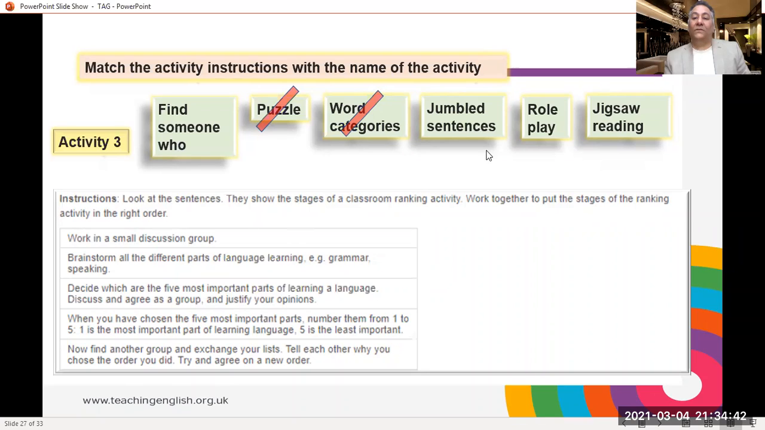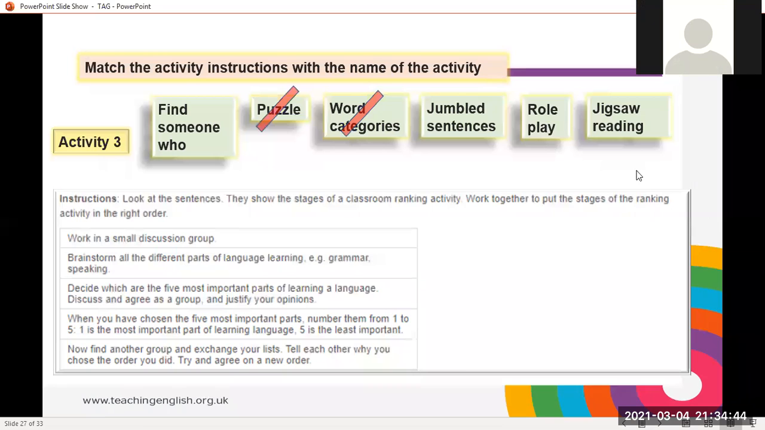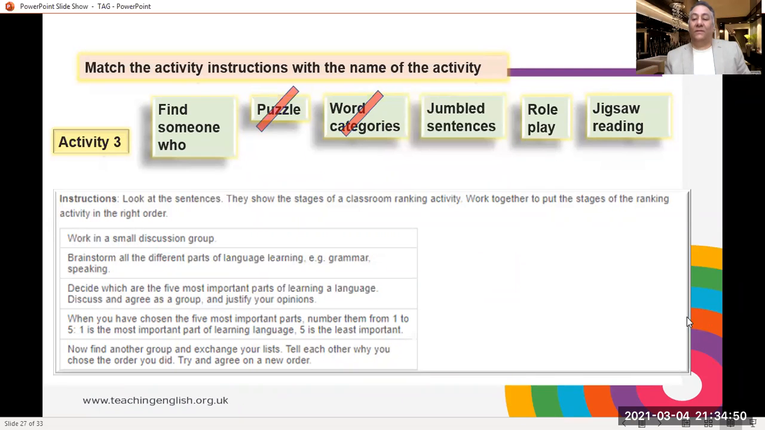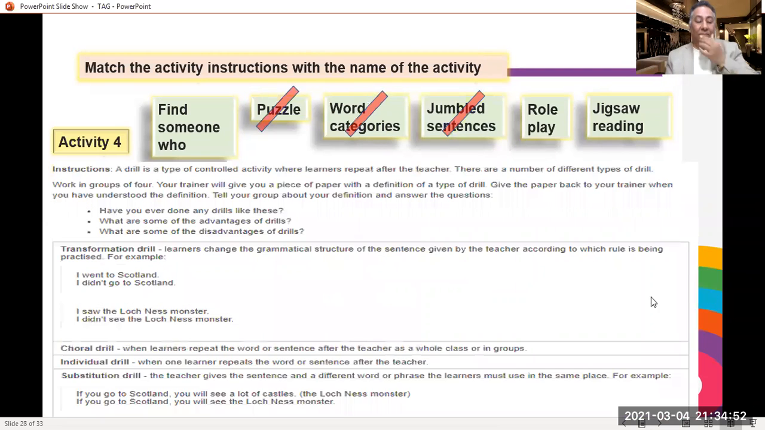It's jumbled sentences. Yes, exactly. Jumble sentences. The instruction of activity 4. The instructions say a drill.